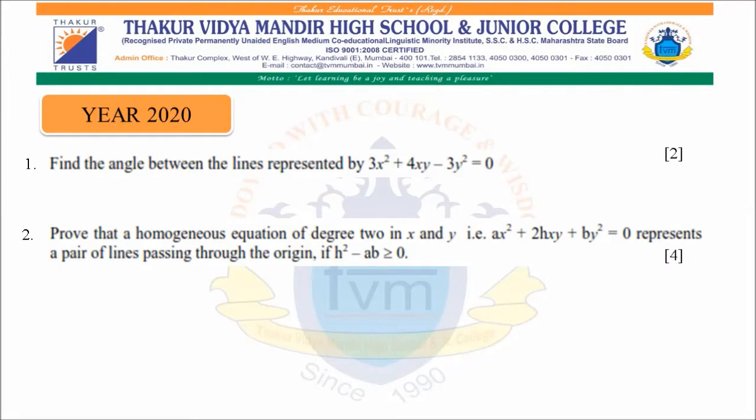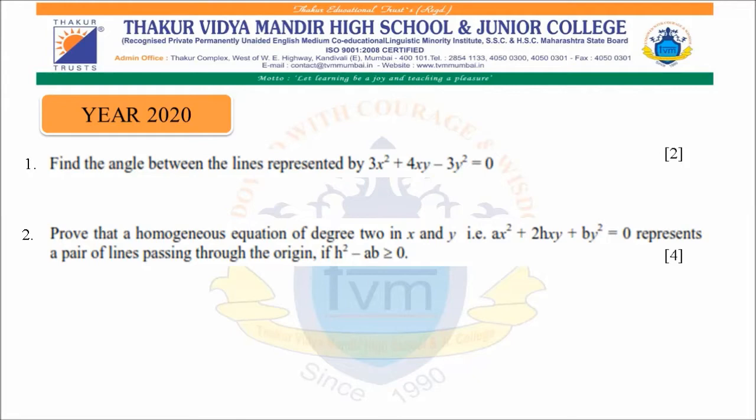Here in this video we will see the solution of board exam question paper of year 2020 and 2019. All the questions are from the board exam question paper. In year 2020, the first question is find the angle between the lines represented by 3x square plus 4xy minus 3y square equal to 0. This is of 2 marks.